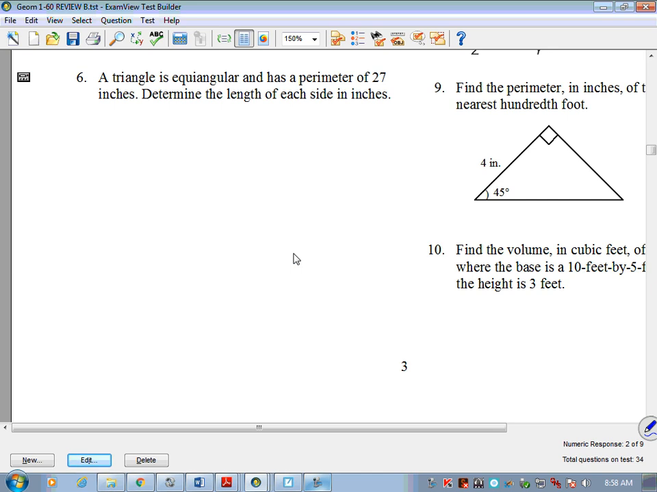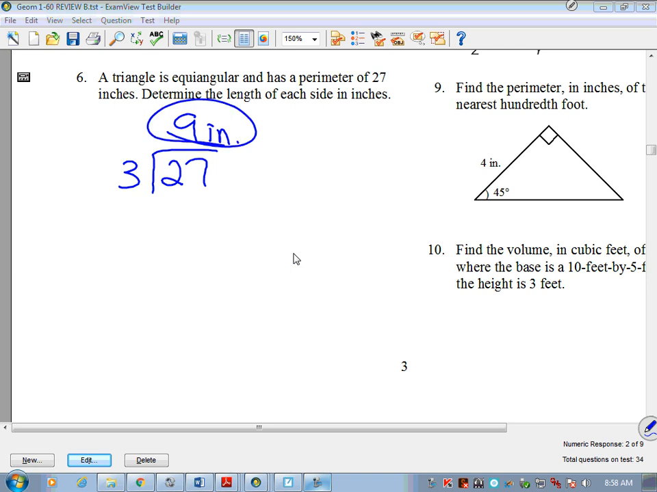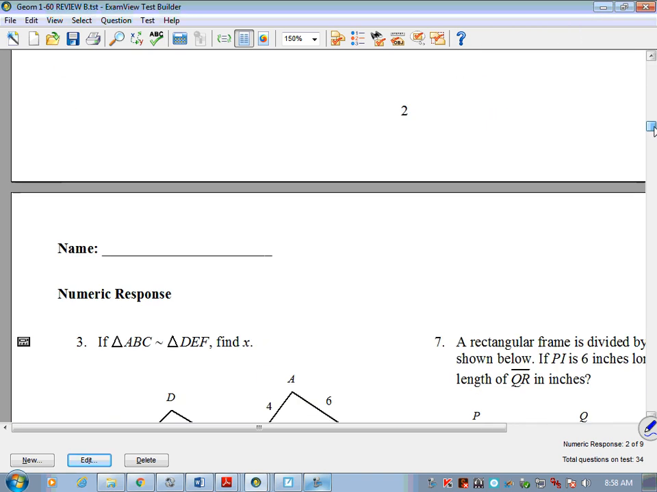Well, if it's equiangular, then it's equilateral, which means I'm going to take 27 divided by the 3 sides of that triangle, and I'm going to get 9 inches is the length of each side. Okay, that's my work there. Okay, let's come up to number 7.